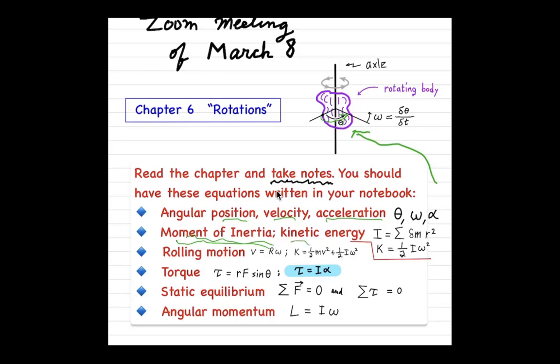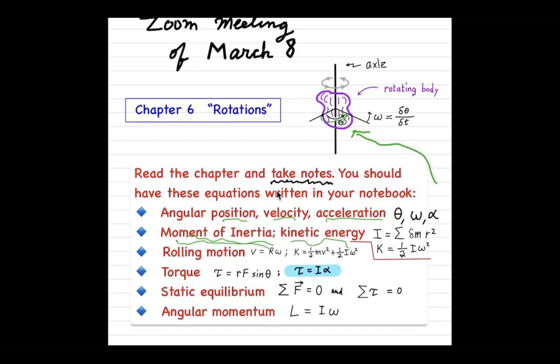The kinetic energy is 1/2 I omega squared. So like kinetic energy for motion along a line is 1/2 mv squared. Kinetic energy for rotation around an axle is 1/2 I omega squared.